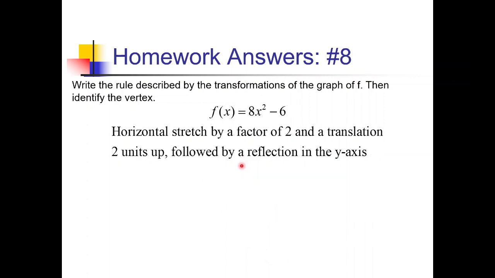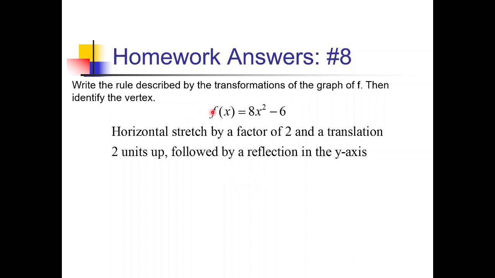For this problem, we're starting with the rule f of x equals 8x squared minus 6, and we're doing a horizontal stretch by a factor of 2, a translation 2 up, and a reflection in the y-axis. Whole bunch of things. So I'm going to make a new rule for each of these transformations, and we'll just take them one at a time.